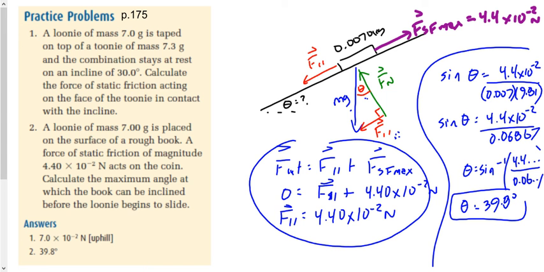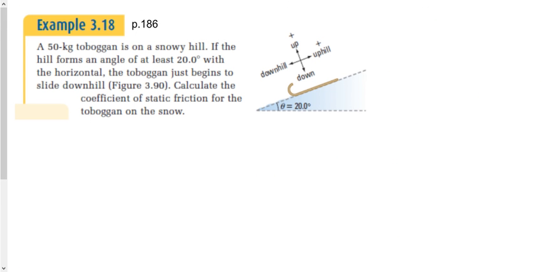All right, let's do one more example, and then I think that'll be it for me today. Not for you, but for me. A 50-kilogram toboggan is on a snowy hill. If the hill forms an angle of at least 20 degrees to the horizontal, the toboggan just begins to slide down the hill. Calculate the coefficient of static friction for the toboggan on the snow.